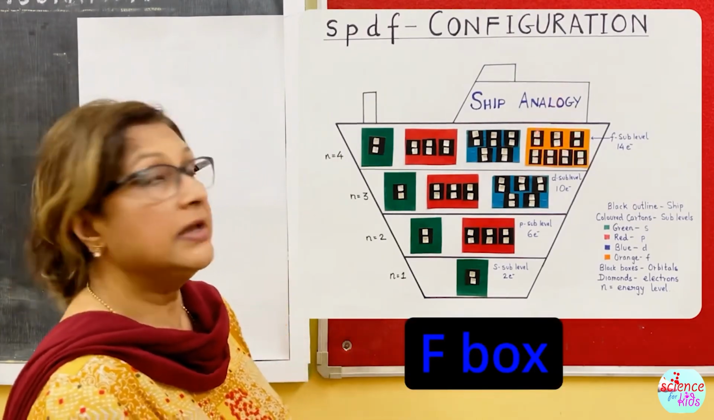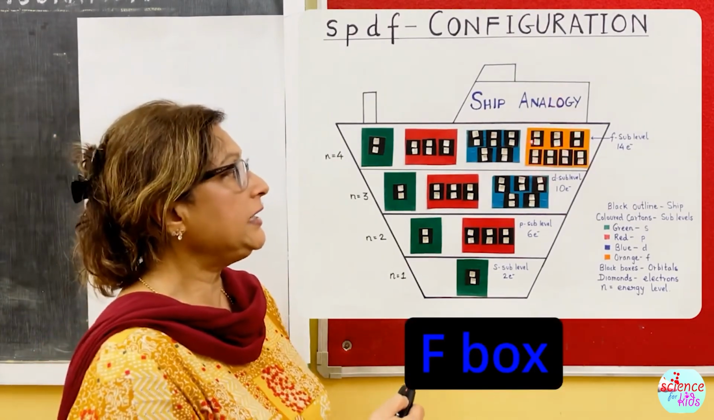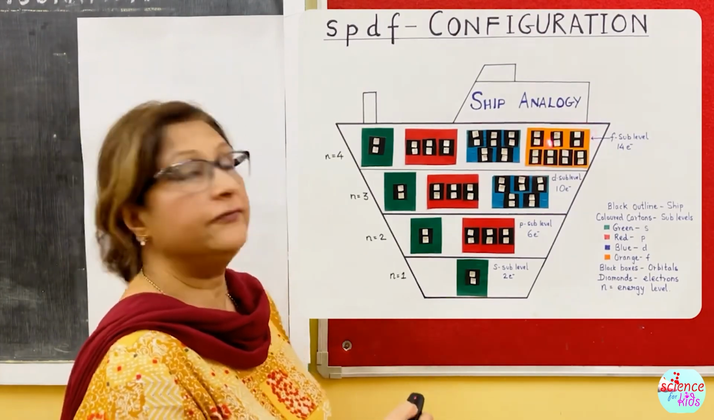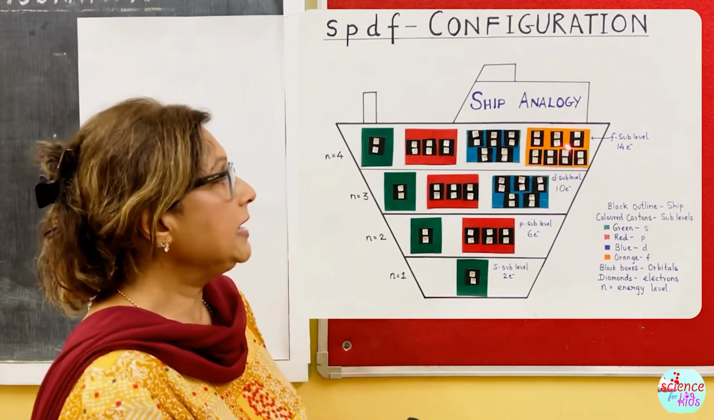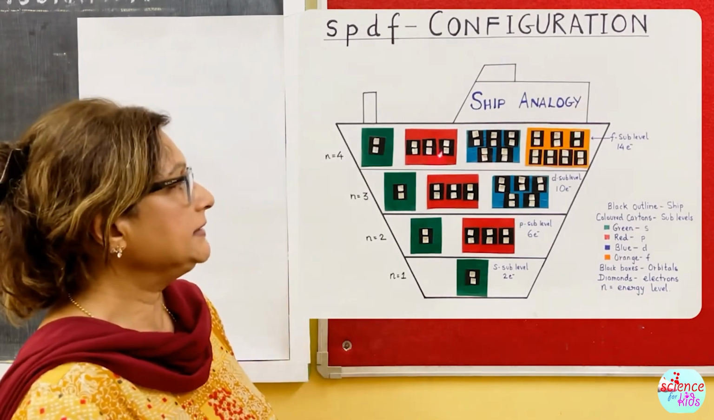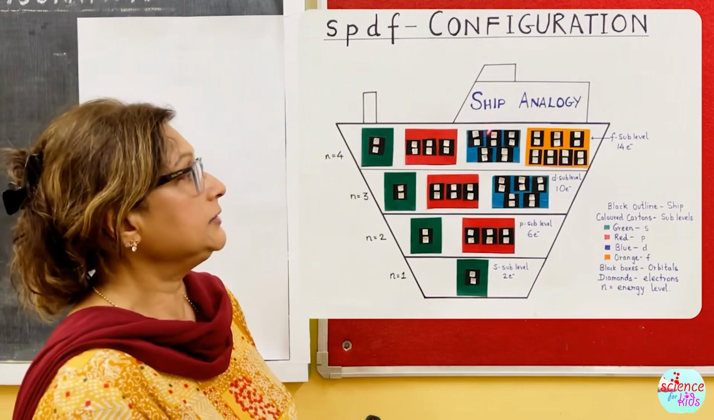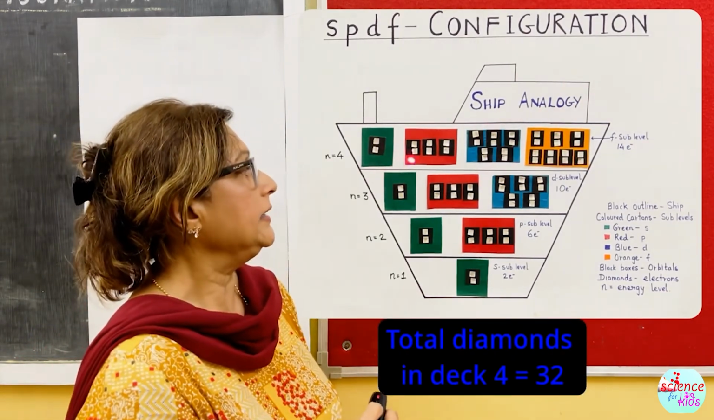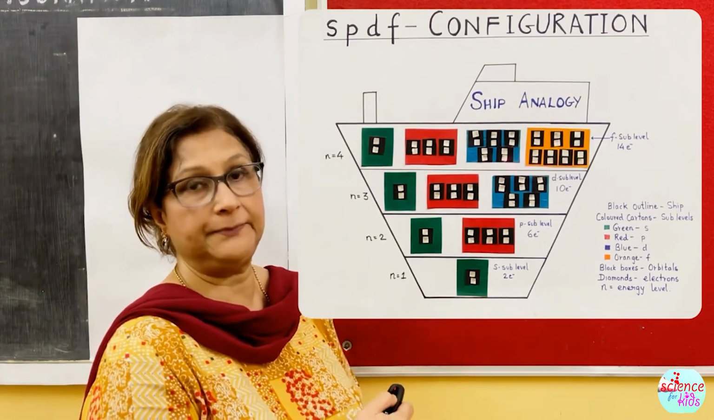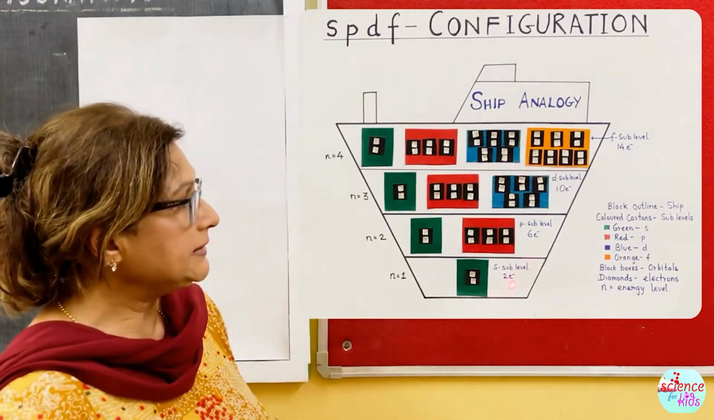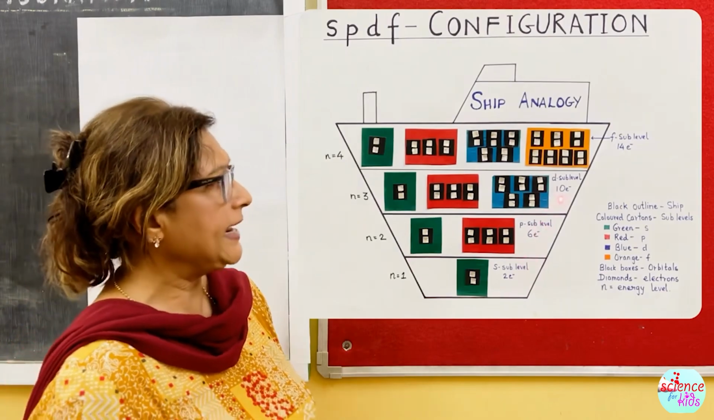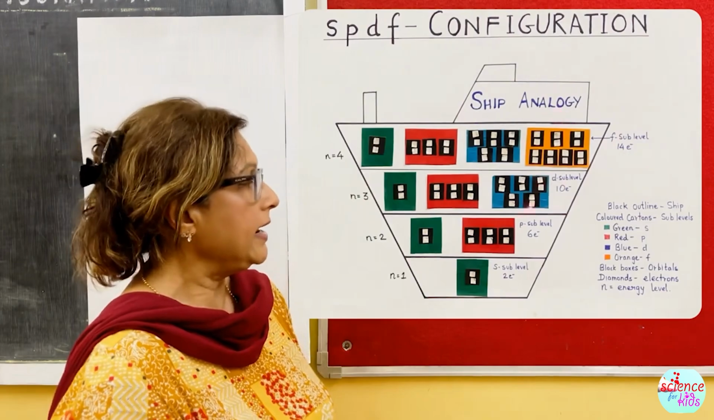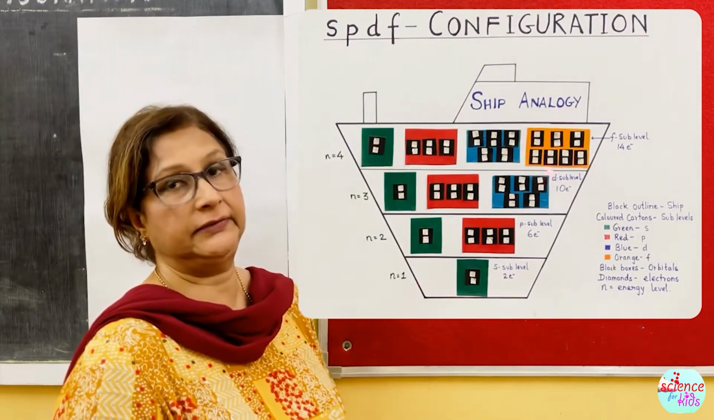Now the F box has 7 black boxes inside, each holding 2 diamonds. So that is a total of 14 diamonds. So 14 plus 10 plus 6 plus 2, that is a total of 32 diamonds that can be stored in the 4th deck. That is the top deck. So again, 2 diamonds, 8 diamonds, 18 diamonds and 32 diamonds in all can be shipped through this.